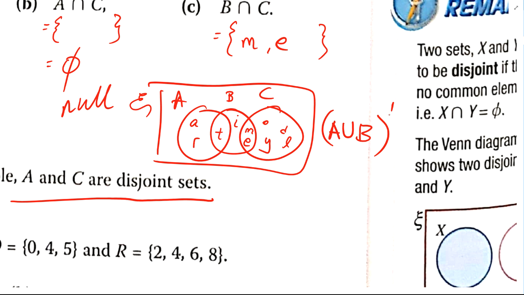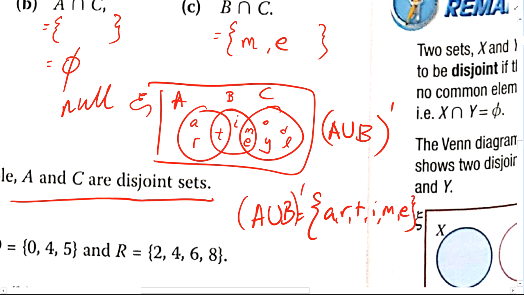So what is it? A union B complement. We do it step by step. What is inside A union B? A, R, T, I, M, and E, right? So if I want to complement this, which means I want everything that is not inside here.